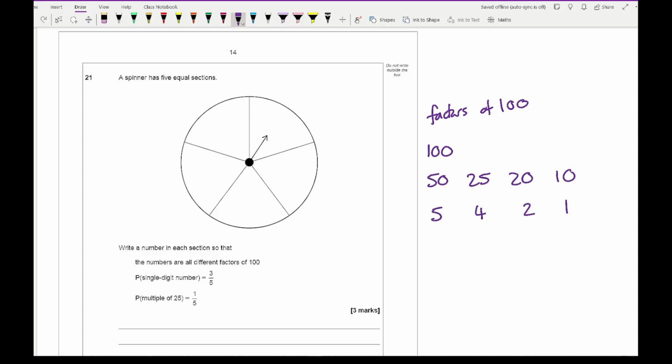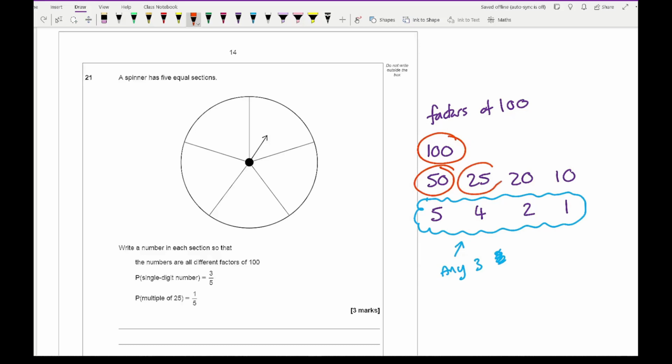So from this, reading the information, we've got to pick 5 of these 9 numbers. We need to pick any 3 of these, any 3 from the blue section. We need to have the probability of a multiple of 25. Now in terms of a multiple of 25, we've got 100, 50, and 25. So any one of the orange numbers, and then we just have to select any one of, let's go for a contrasting color, let's go for green, any one of these 2.